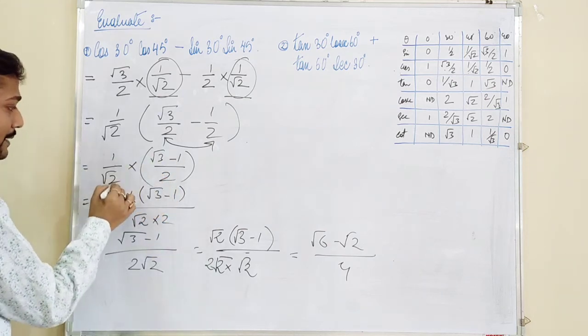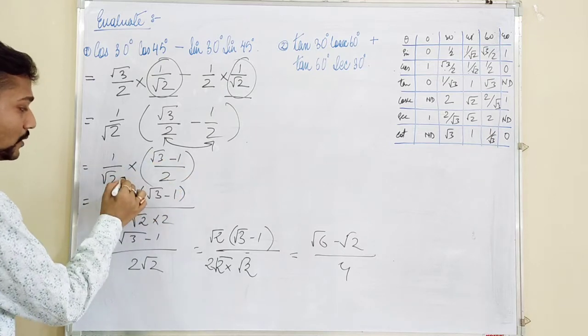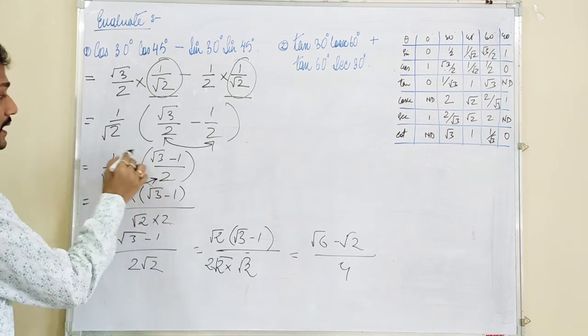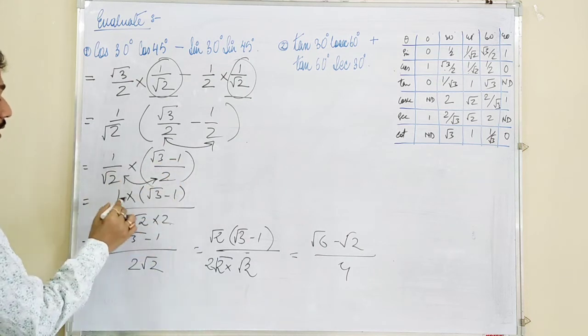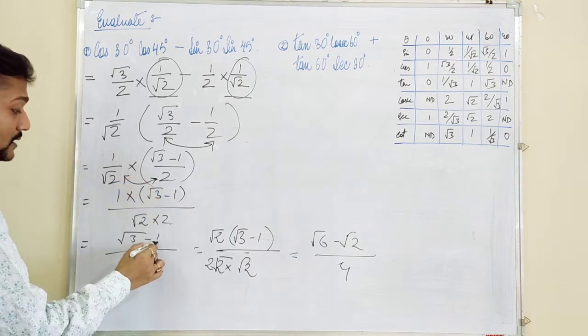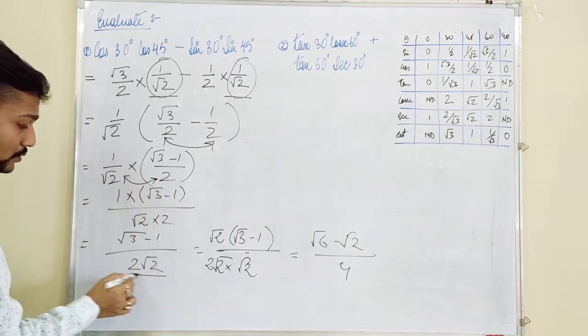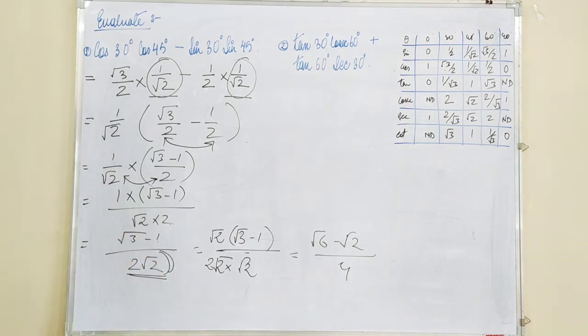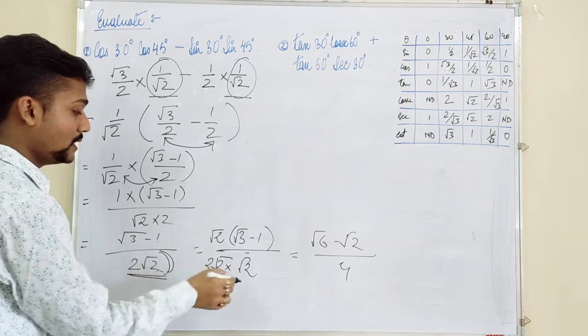Now you see 1 by root 2 into (root 3 minus 1) by 2. I will multiply root 2 into 2, so I will get root 2 into 2. And 1 into root 3 minus 1 is equal to 1 into root 3 minus 1. So 1 into root 3 is equal to root 3, 1 into 1 is equal to 1, and 2 into root 2 is equal to 2 root 2. Now you see this is irrational, isn't it? I will try to rationalize the denominator. What I will do, I will multiply by root 2 on both sides.